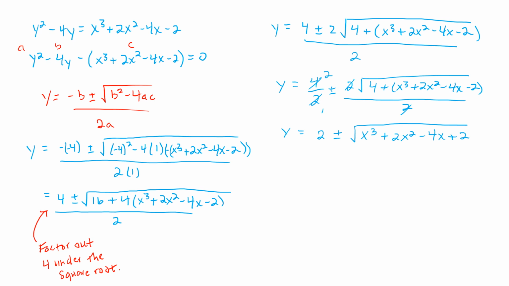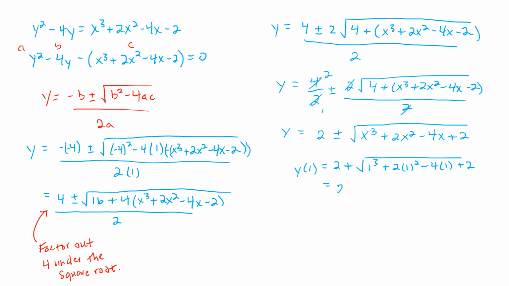Okay, and so this has 2 solutions, right? But we only want one solution. So we know that y of 1 equals 3. So y of 1 equals 2 plus or minus the square root of 1 cubed plus 2 times 1 squared minus 4 times 1 plus 2.